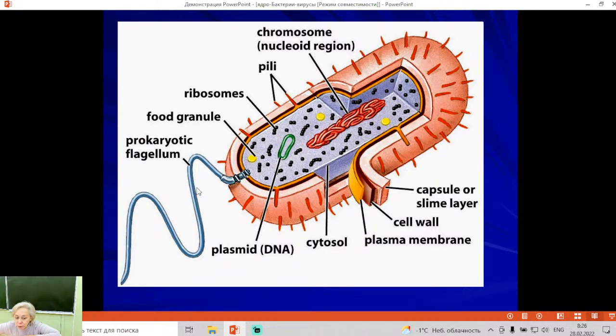Maybe a prokaryotic flagellum. The structure of a prokaryotic flagellum is different from the structure of a eukaryotic flagellum, because bacteria do not have microtubules and microfilaments. No elements of cytoskeleton in the cytoplasm. And you see three structures of the bacteria envelope: plasma membrane, cell wall, and mucous capsule.